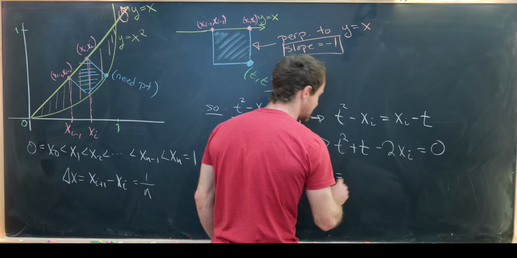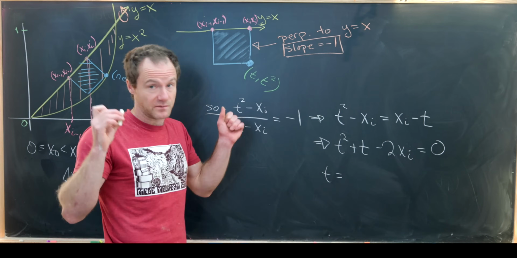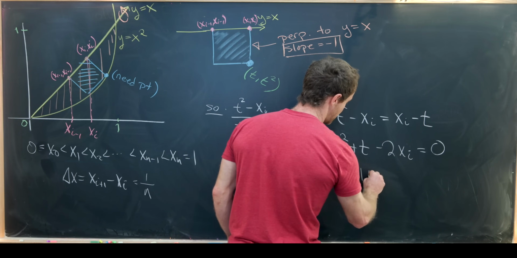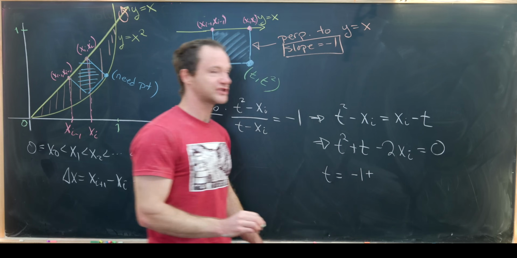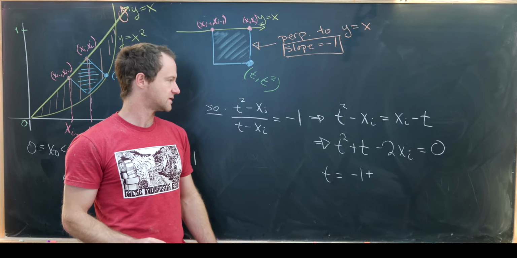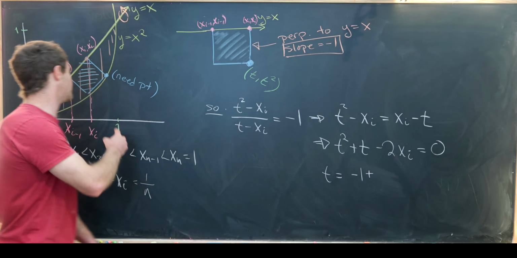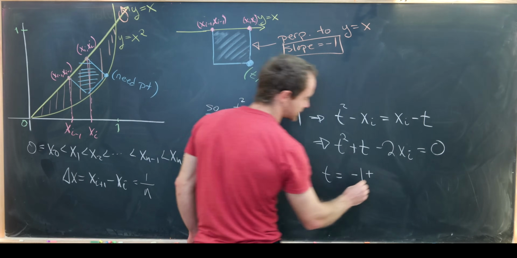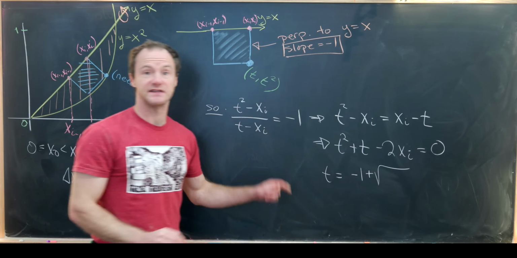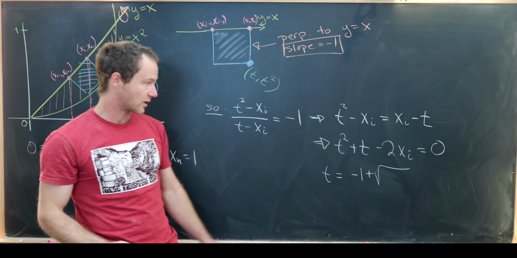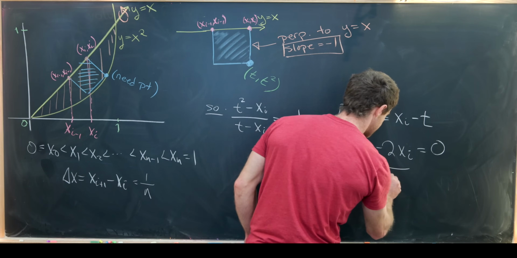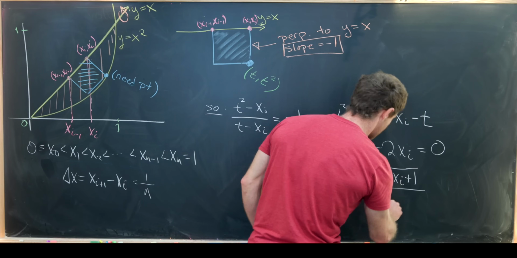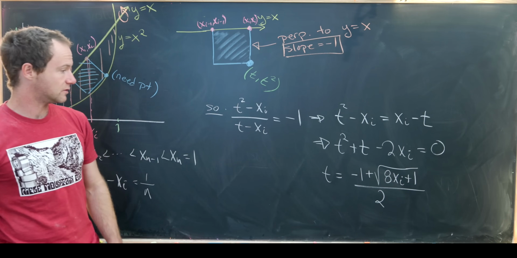That will give us t equals negative b, but b is 1 in this case, so it's -1 plus or minus, but we'll just need the positive root. That's because the negative root would be the intersection that's happening over here. The square root of, let's see, it's going to be b squared minus 4ac, but that's going to leave us with 8x_i plus 1. And then this is all over 2.